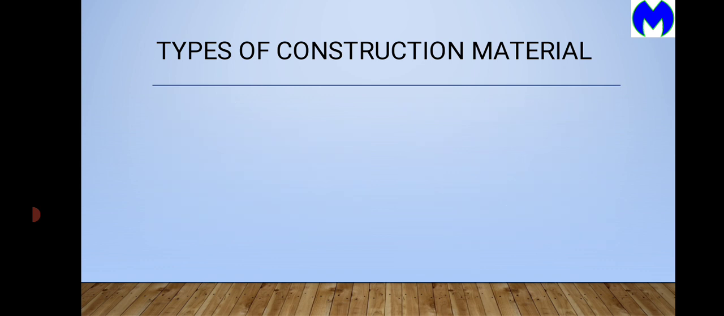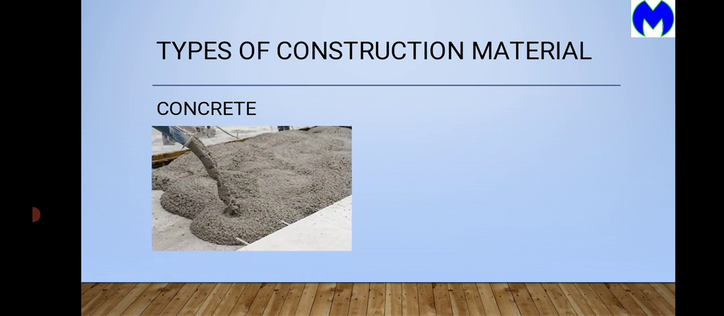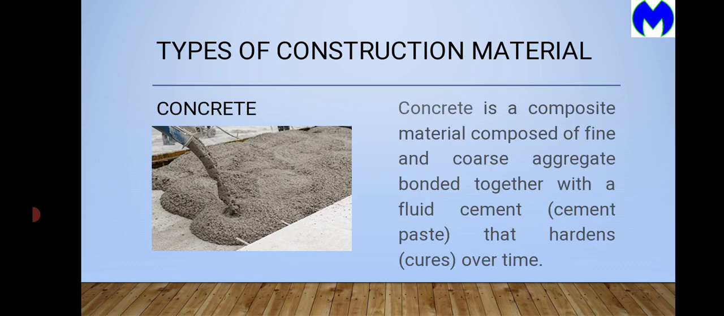Next, we also have concrete. Sometimes cement and concrete are used interchangeably. Some people say cement but call it concrete, or say concrete but call it cement, whereas cement is only an ingredient in concrete. For example, in our picture, this is pavement, or road. Concrete is a composite material composed of fine and coarse aggregate bonded together with the fluid cement or cement paste that hardens or cures over time. The process of the cement hardening is called curing.